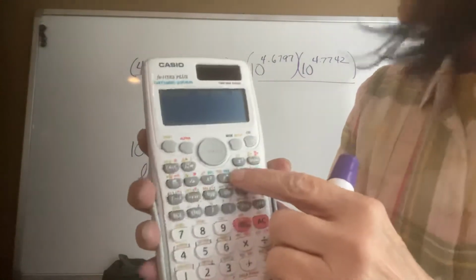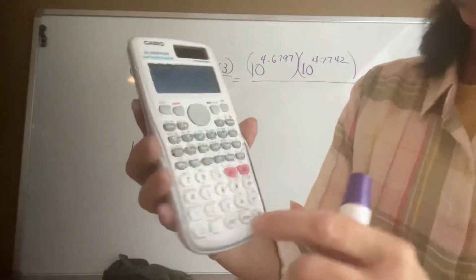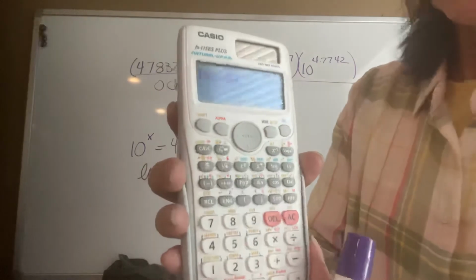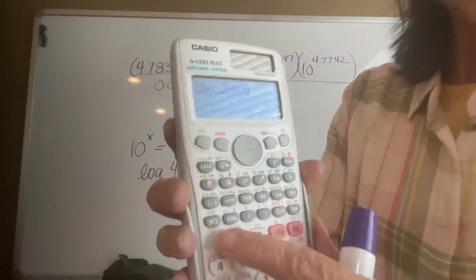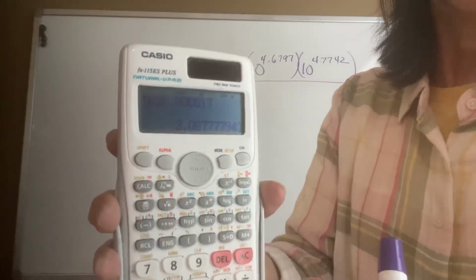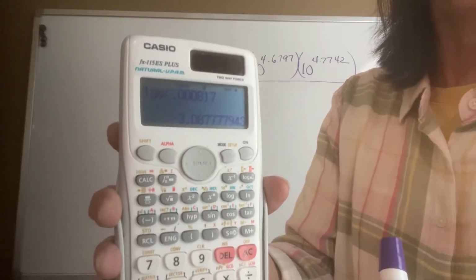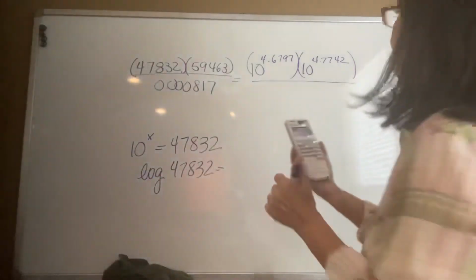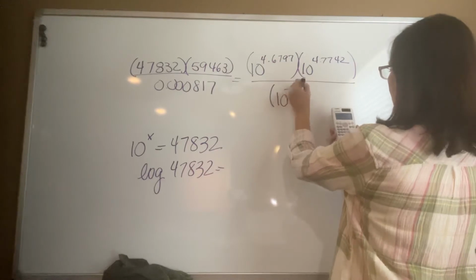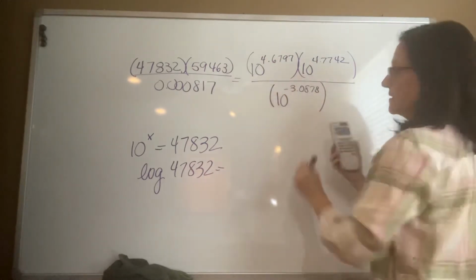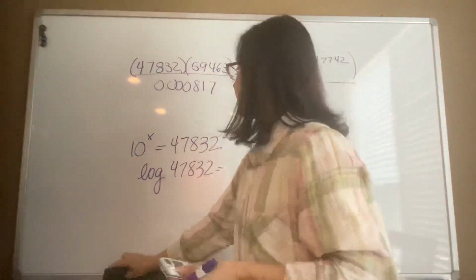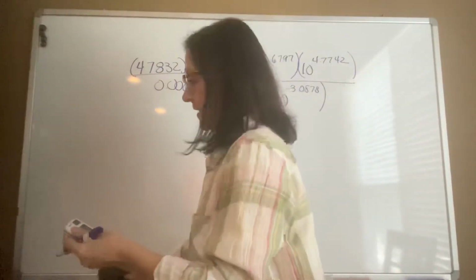All right, so I just put the log, make sure I hit that right. 3 zeros, 0.000817, and I hit equals. And that is the exponent I'm going to raise it to. So it's over 10 to the negative 3.0878. All right, now I'm going to use my rules of exponents to solve for this as a power of 10.